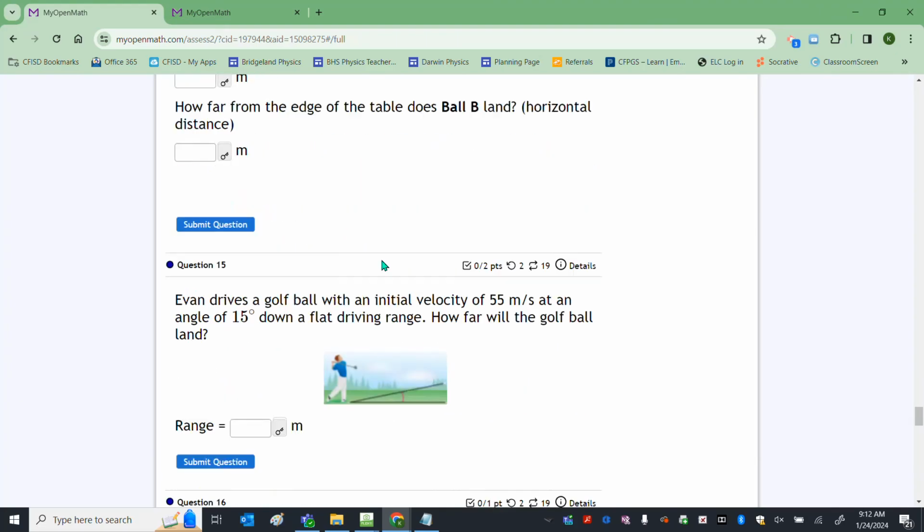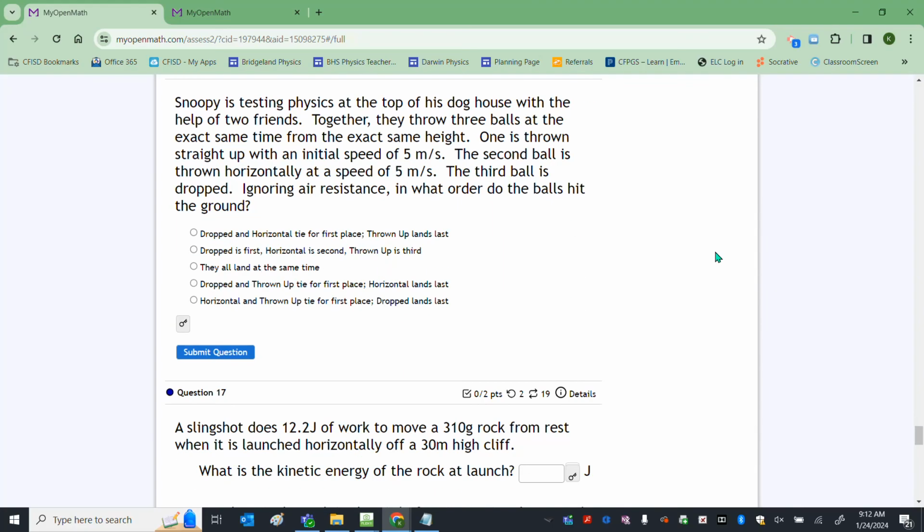Number 16 says, Snoopy is testing physics at the top of his doghouse with the help of 2 friends. Together they throw 3 balls at the exact same time from the exact same height. One is thrown straight up, one is thrown horizontally at the same speed, and the third is dropped from rest. What order do they hit the ground? I just kind of talked about this as well. That's why I'm going over these, because I'm telling you concepts like this are going to be on there.